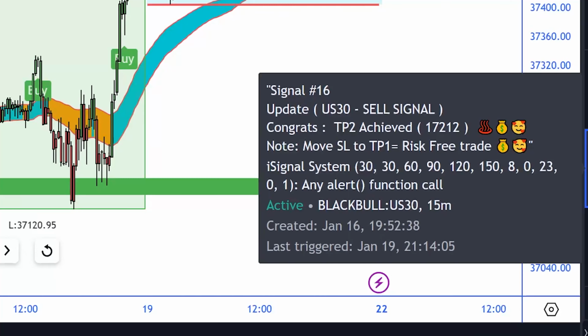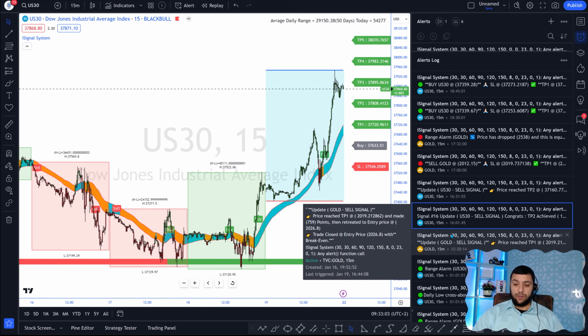Okay, that's really good. Here the Dow Jones. That's the previous signal. It says TB2 achieved. You get my point? Move stop loss to TB1. Okay, guys? Move stop loss to TB1, risk-free trade. Okay, and so on.